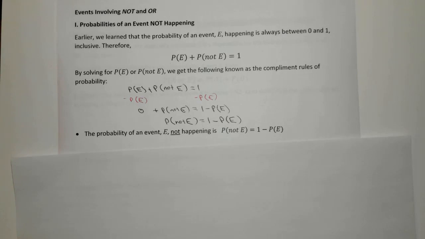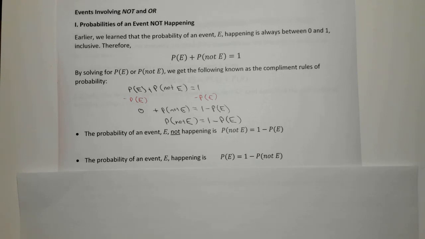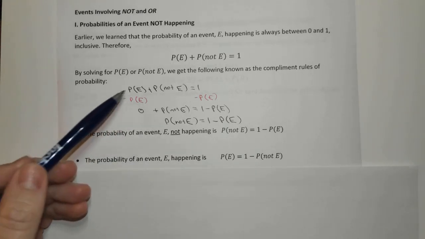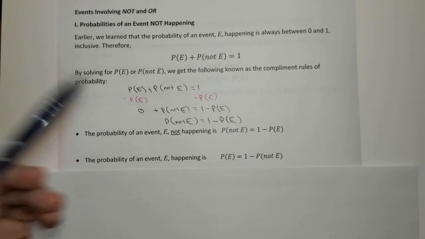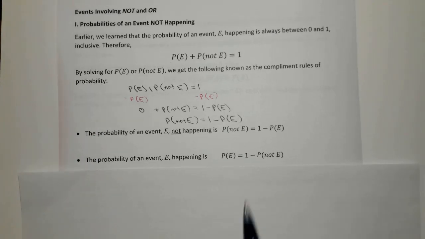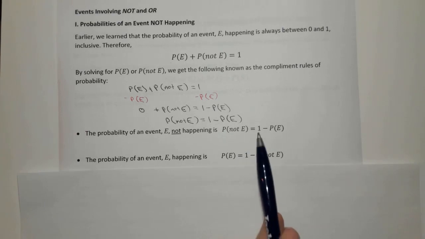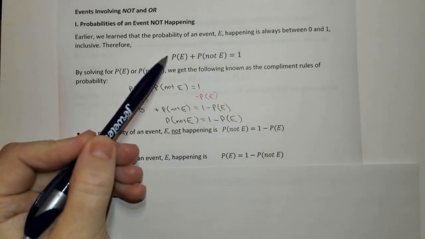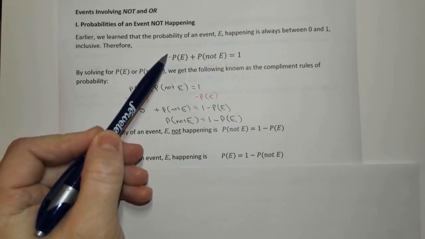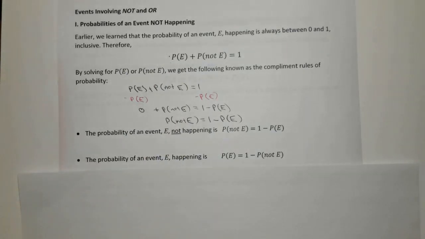P of not E is 1 minus P of E, and then by a similar argument, P of E is equal to 1 minus P of not E. So I could have done the same thing up here, but instead of solving for P of not E, I could have solved for P of E. Okay, so these are both true. And in some examples, you'll need this one. In some examples, you'll need this one. Again, you can always just start with this equation and then solve either of those.